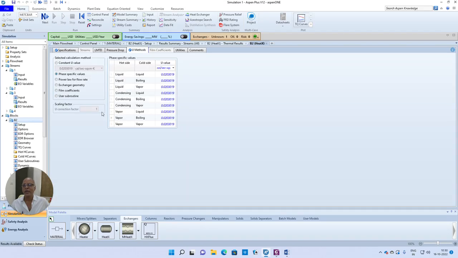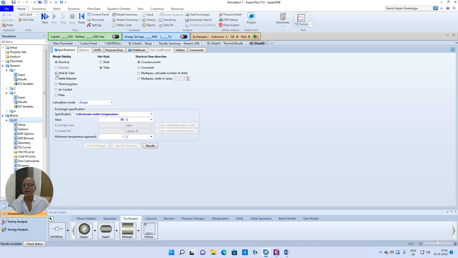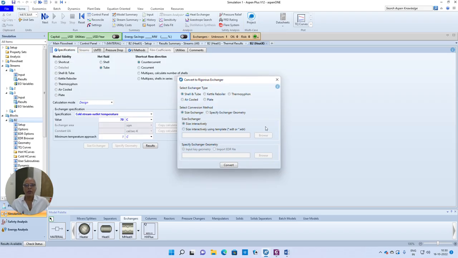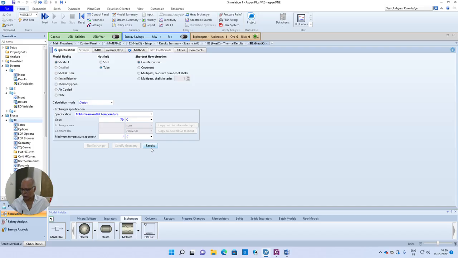Now the moment you click here, there is a possibility you select shell and tube. So what type? Then size exchanger, select conversion method, size interactively. Now if you put some name here, automatically you will be able to open exchanger design and rating, which you have seen in the detailed design of the heat exchanger. Either you can handle the design from here or design the heat exchanger separately using that module. So with this, I would like to stop this session.